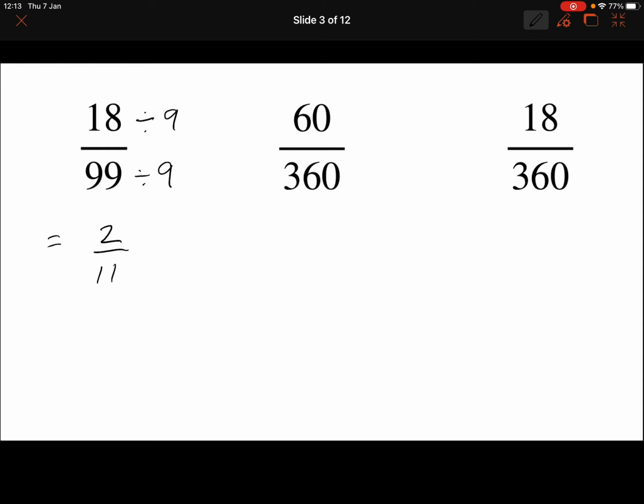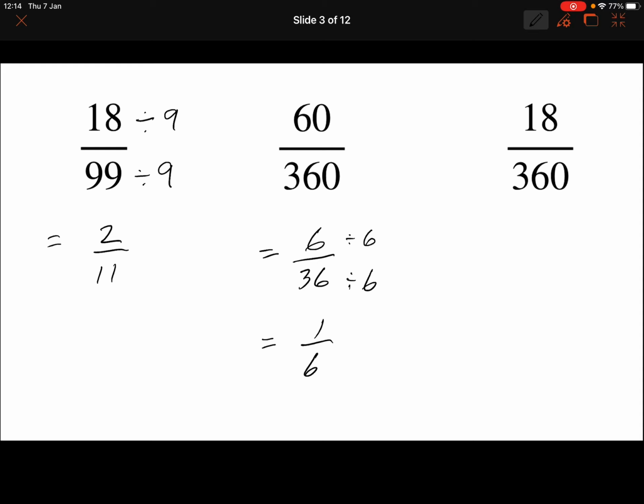Question number 2, we've got 60 over 360. Now, it's not absolutely essential that you find the largest number right at the beginning. You might realise that both of those numbers are clearly divisible by 10. So if I divide the top number by 10 and the bottom number by 10, you will see we get 6 over 36. And quite often, you might be able to simplify it a wee bit further. I can see clearly that I could divide the top number by 6 and the bottom number by 6. So this becomes 1 over 6. So 60 over 360 is exactly the same as 1/6.